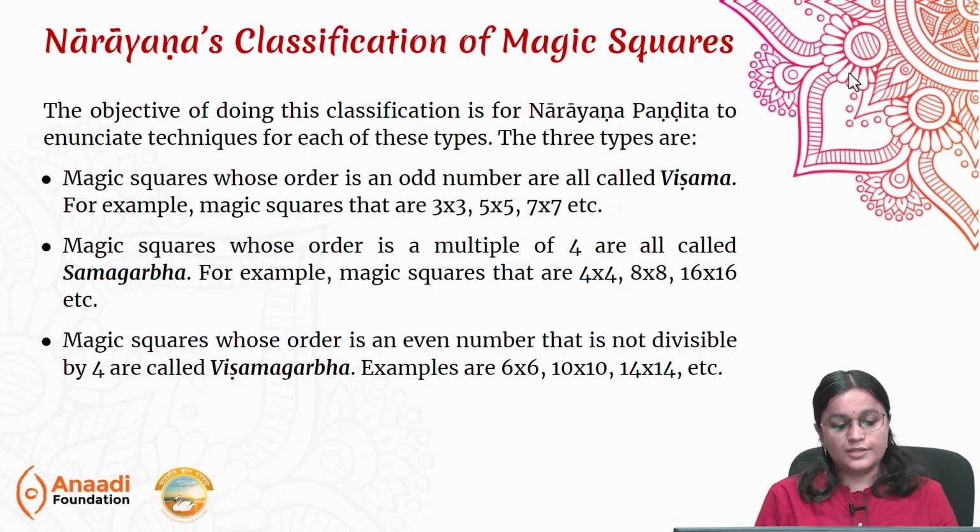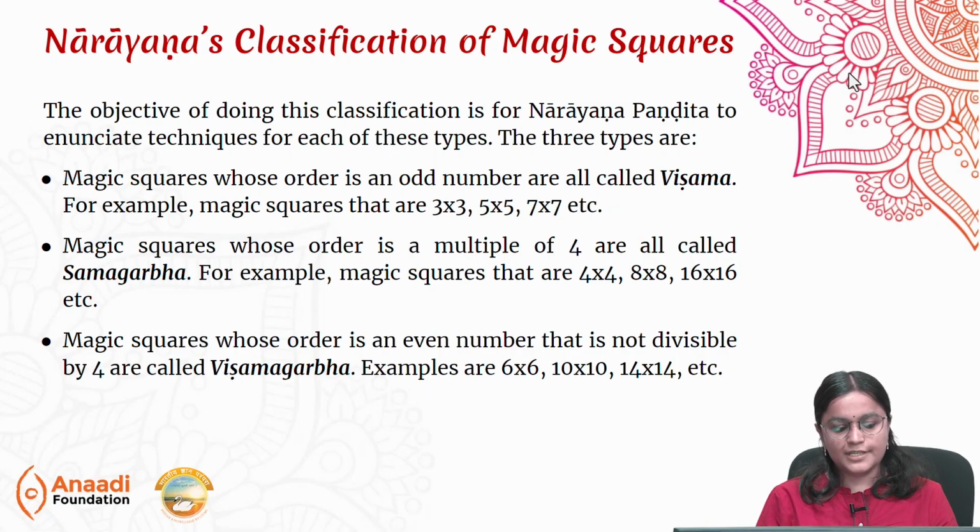Magic squares whose order is an odd number are called Vishama. Remember that we cannot construct magic squares from 1 or 2, and therefore we begin with the number 3. The magic squares which are 3 cross 3, 5 cross 5, 7 cross 7 etc. are called Vishama. Magic squares whose order is a multiple of 4 are all called Samagarbha. So, these examples would be 4 cross 4, 8 cross 8, 16 cross 16 and so on.